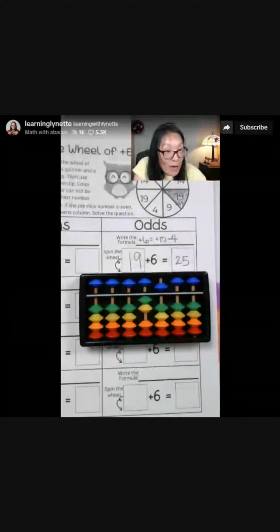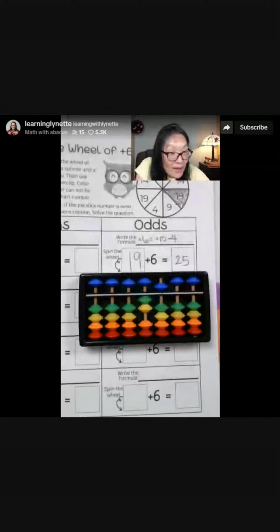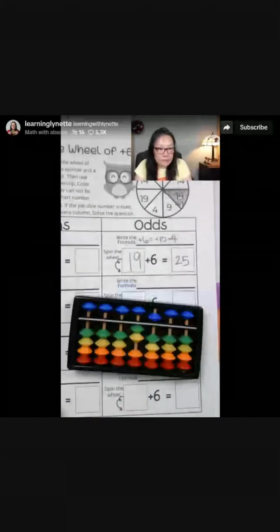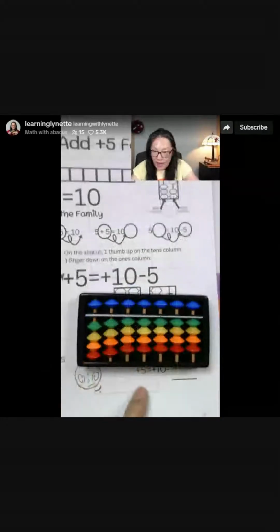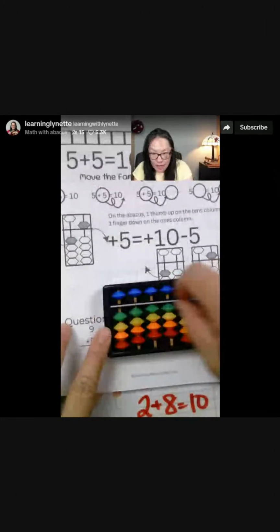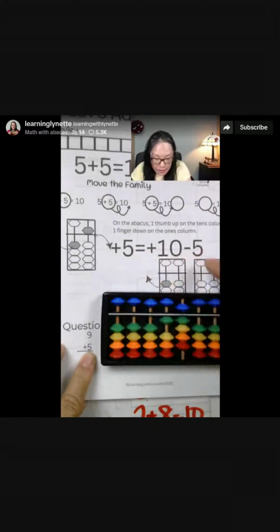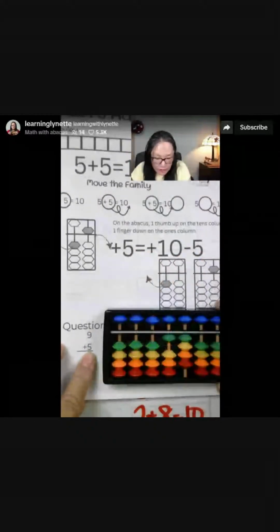That's really great. So these are the questions, right? If you have the 9, cool. And then what are we going to do? We're going to do the 10. If I have 9 on my abacus, and I have the 5, when I add the 5, guess what? I'm going to regroup, right? This is regrouping. I'm going to add the 10. That's too much. I have to take away the 5. So my final answer is 14.